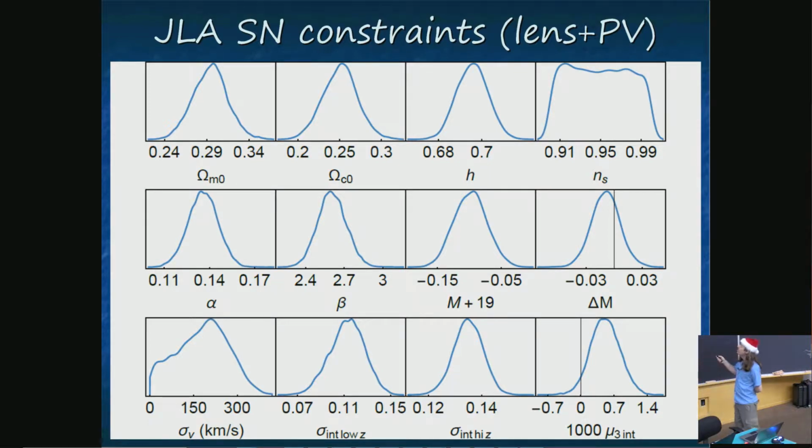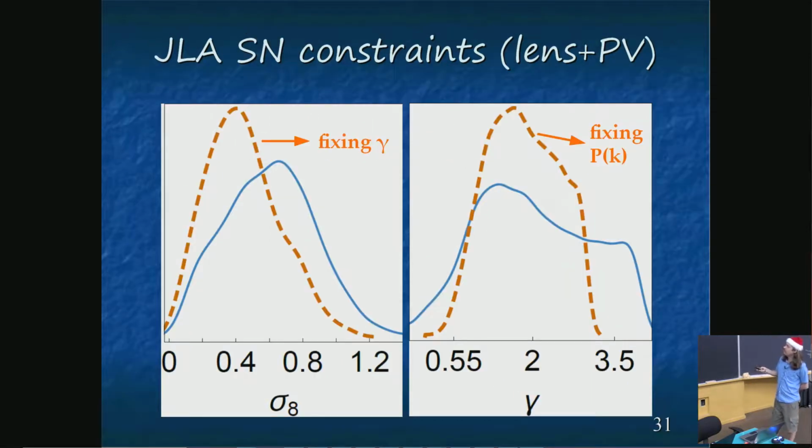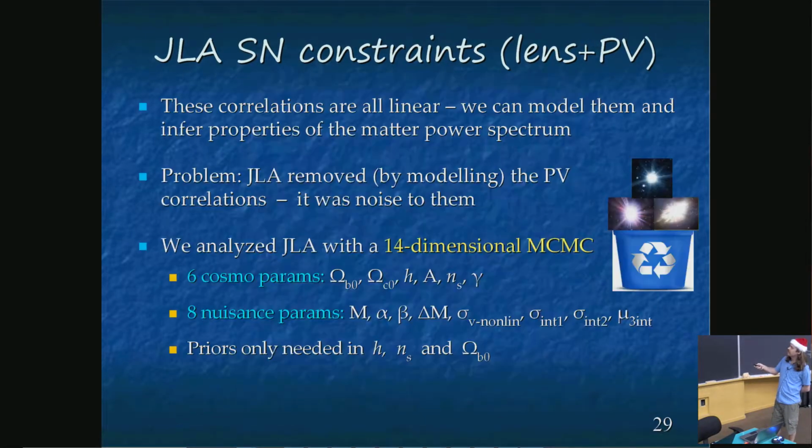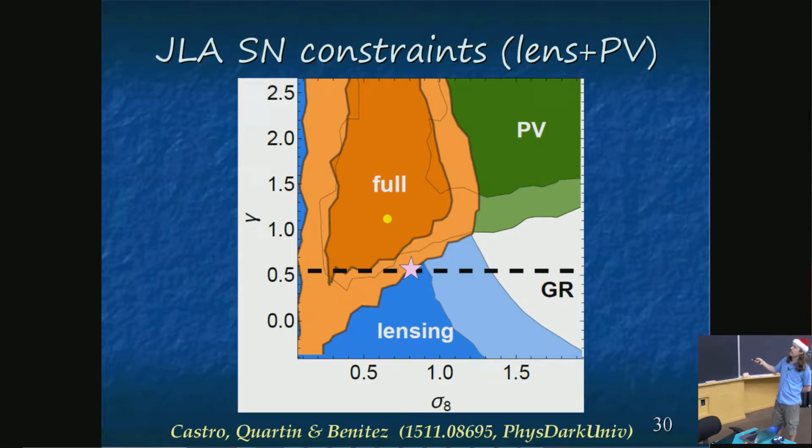Distribution 8. Which distribution? H? Yeah, this is the prior, basically. You see the prior. I need priors for these three parameters here: H, S, and omega baryons. So basically what you see is the prior.